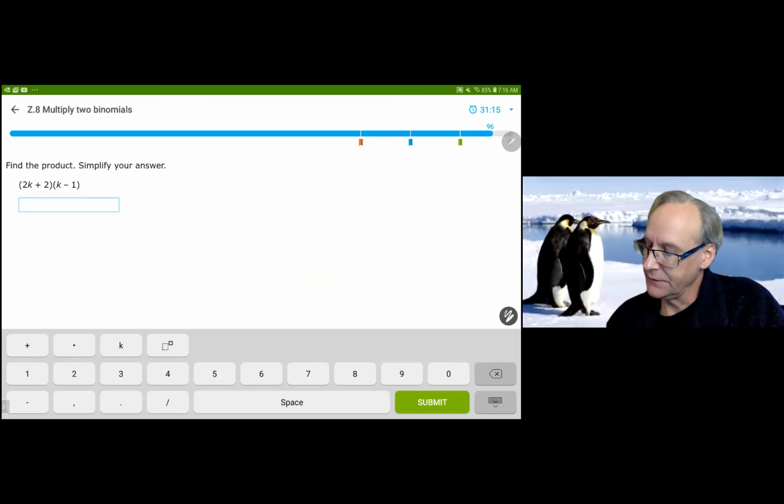All right, so we've got a 2k squared. Our middle terms are plus 2, a minus 2k. That's 0. Our middle term ended up being a 0. And then we've got a 2 times negative 1, which is a minus 2, isn't it? I think I'm going to write this one out just so you can see it. Oh, dang it. Got a bunch of junk in there now. Minus 2.